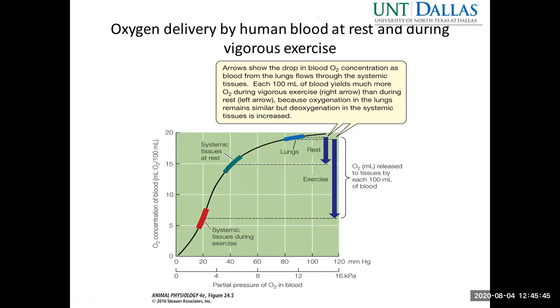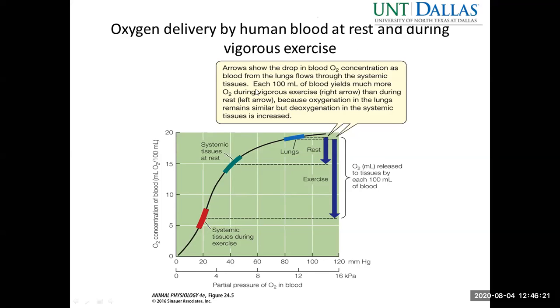The systemic tissues during rest, that's the green one, and the systemic tissues during vigorous exercise, that's the vertical purple area here. Arrows to the right show how much oxygen is delivered to the tissues by each 100 ml of blood during rest and exercise. All values are actually of semi-quantitative intent in the diagrams. The effects of pH and other variables on blood hemoglobin are not included in this.